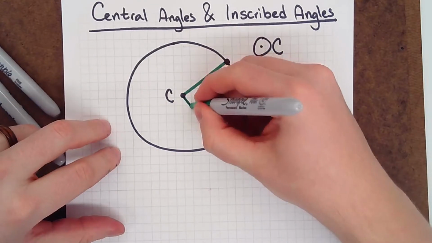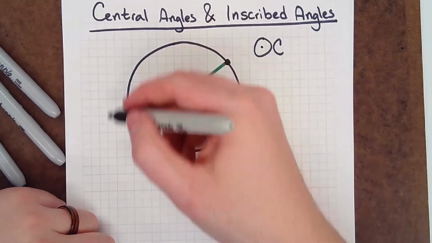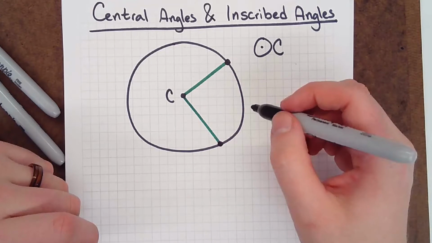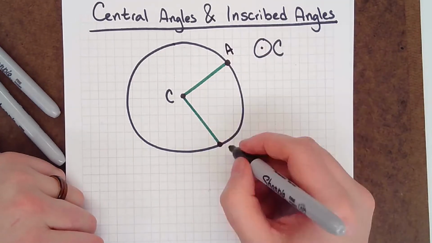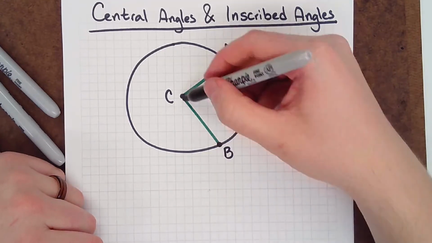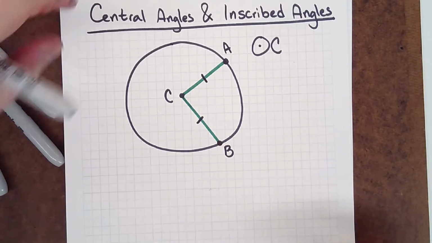So, for instance, if I were to draw two radii like this, if this was an actual circle and not just something I freehand drew, this length right here between A and C would be the same as the length between B and C. So that's kind of neat. These lengths right here are congruent.